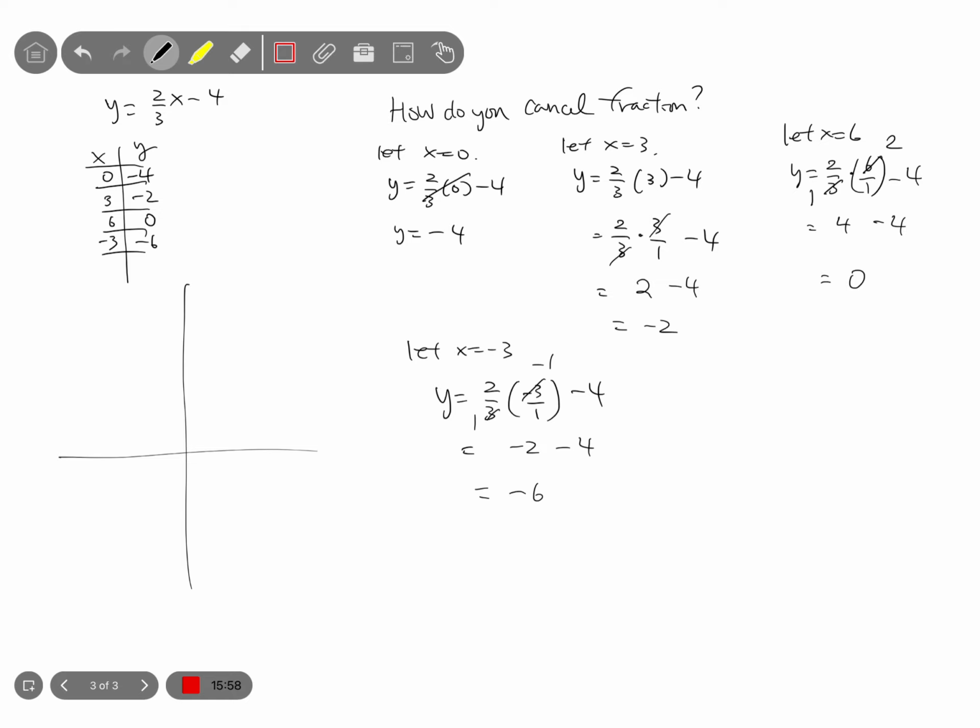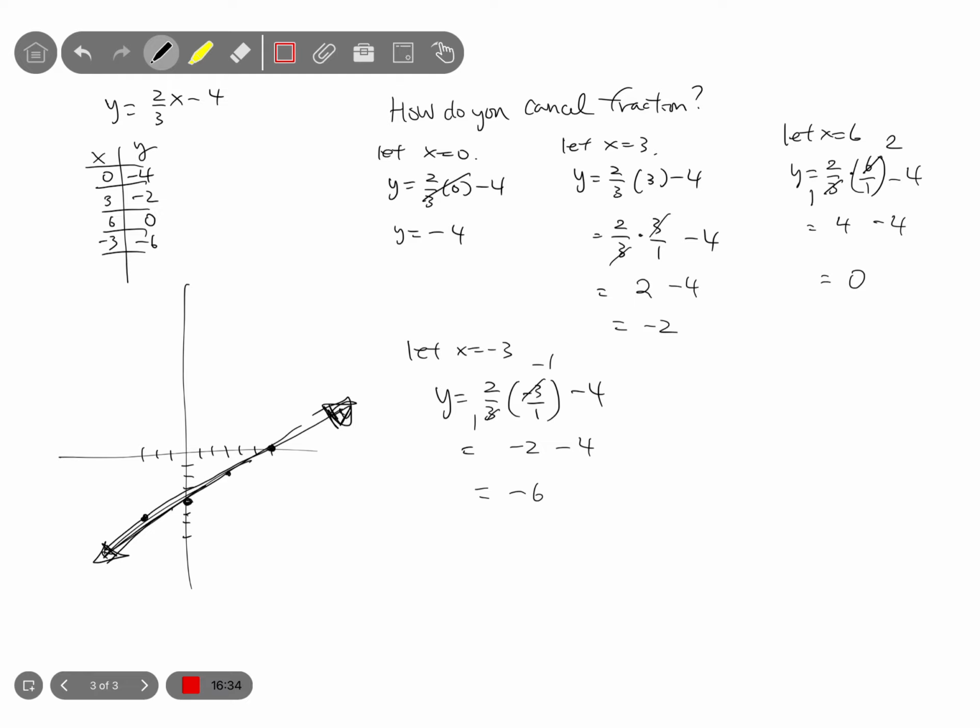So if you graph it, 0, negative 4; 3, negative 2; 6, 0; and the negative 3, negative 6 will be somewhere right here. Again, drawing not to scale, because I was being freehand. So, okay, so there's that for general graphing.